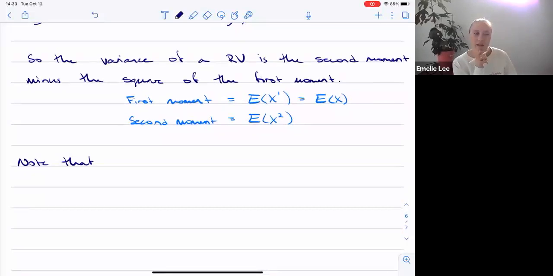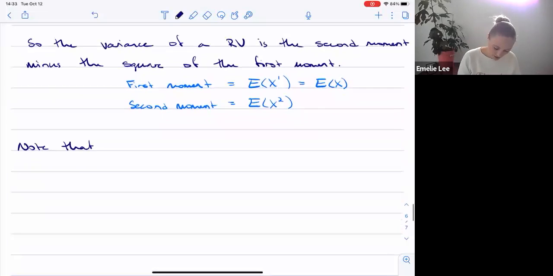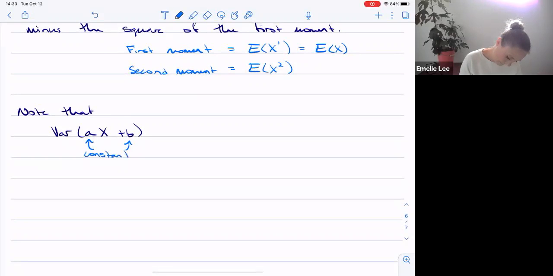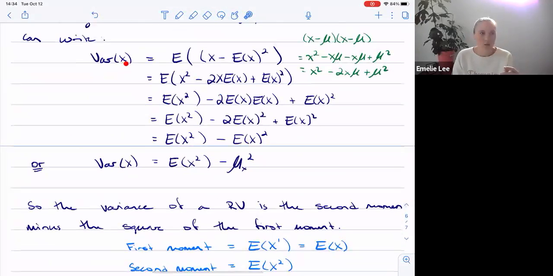But note that if I take the variance of some combination of constants and random variables, the variance behaves differently than the expectation value. So the variance of ax plus b, where a and b are constants, how could I rewrite this in terms of expectations? Well, ax plus b would take the place of just x. Wherever we had x up here, we replace it with ax plus b, which gives ax plus b minus the expected value of ax plus b, squared.